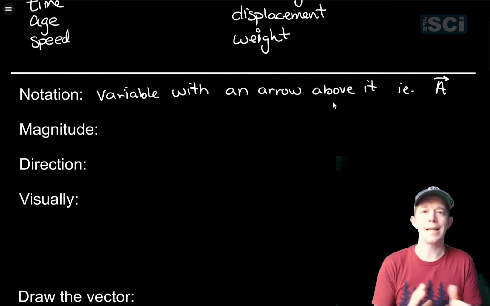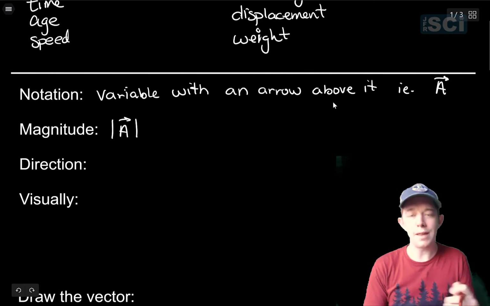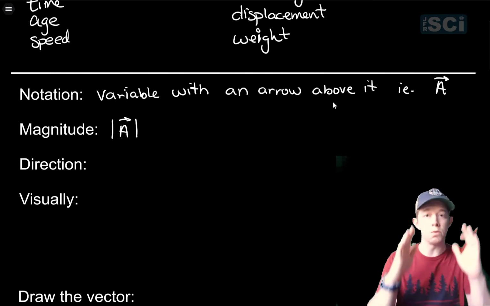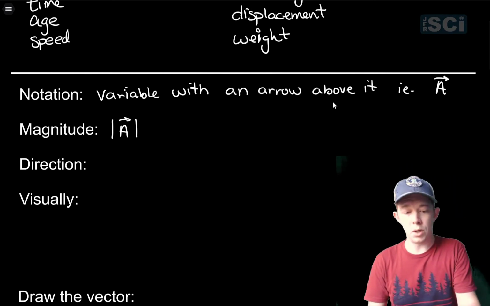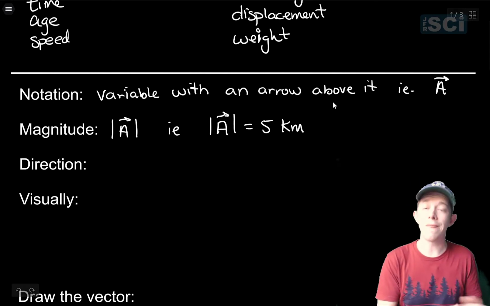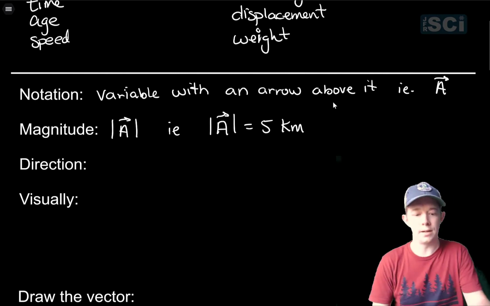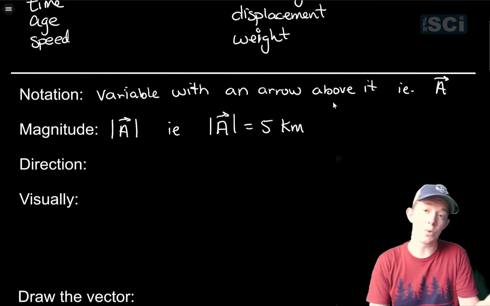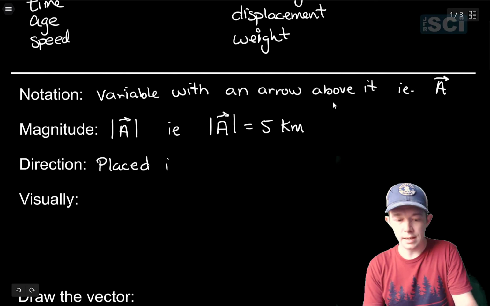Okay? How do I define its size? How big it is? Well, I might say A with absolute bars around it. The absolute bars knock off that direction. I don't care what direction it is. I'm just talking about how large it is. So I might say, for example, A is 5 kilometers in size. It's a vector that is length 5 kilometers. How do I talk about the direction then? We place the direction in square brackets.